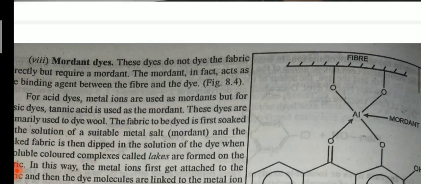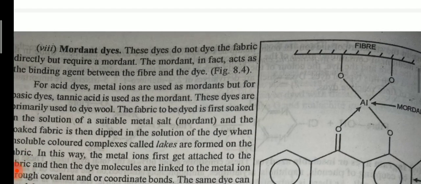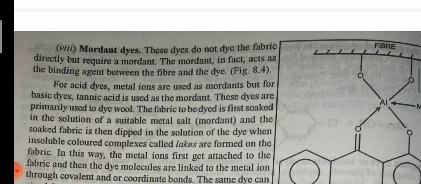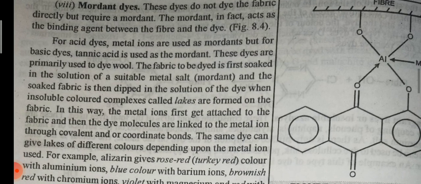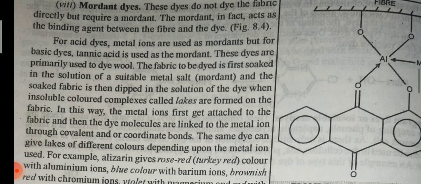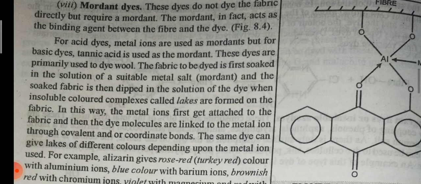Mordant dyes. These dyes do not dye the fabric directly but require a mordant. The mordant in fact acts as the binding agent between the fiber and the dye. For acid dyes, metal ions are used as mordants, but for basic dyes, tannic acid is used as the mordant. These dyes are primarily used to dye wool.